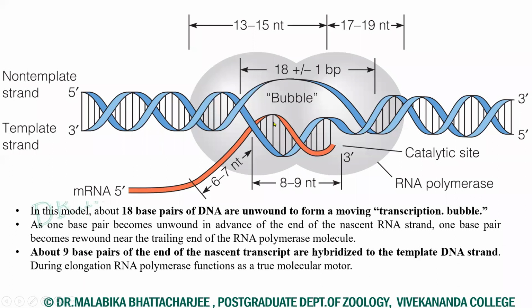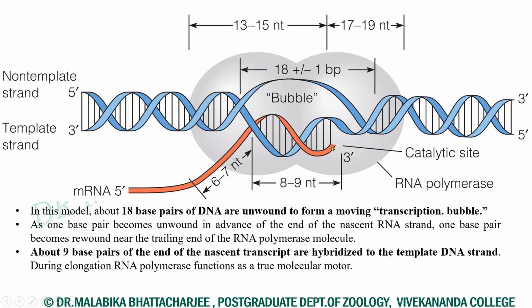The portion of the RNA that remains twisted with the DNA is about 8 to 9 nucleotides, after which the remaining RNA hangs out from the DNA. So temporarily about 8 to 9 nucleotides of RNA remains base paired with DNA in a temporary RNA-DNA hybrid.